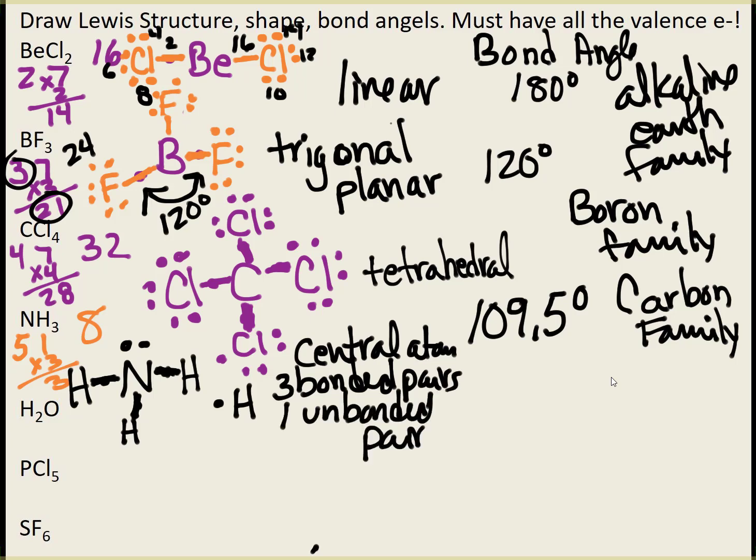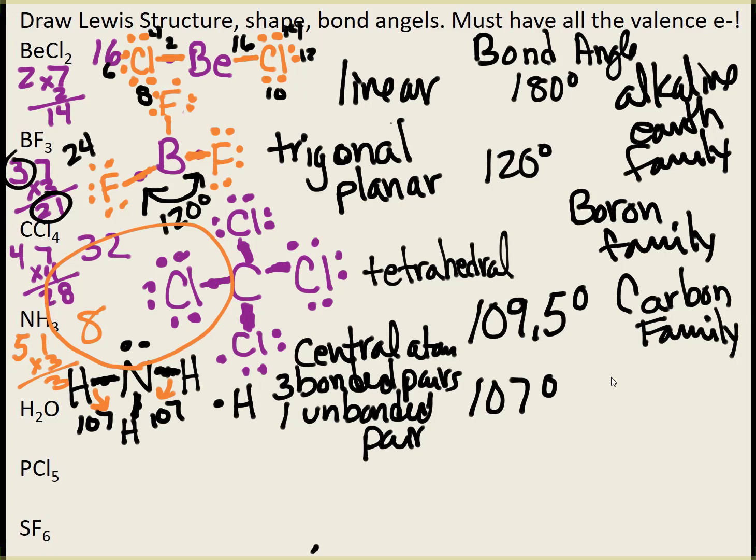And now this unbonded pair is going to do something. It's going to spread way out, and you wouldn't draw that line, but those electrons are going to spread way out, and they're going to push these bonds closer to each other than the tetrahedral. So where your tetrahedral has a bond angle of 109.5, this has a bond angle of 107. So they're pushed just a little bit closer together. And again, it's because of that unbonded pair.